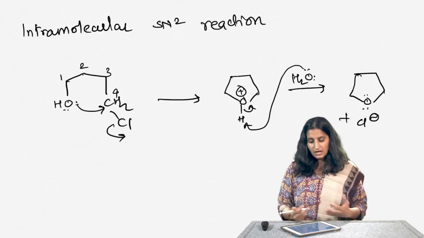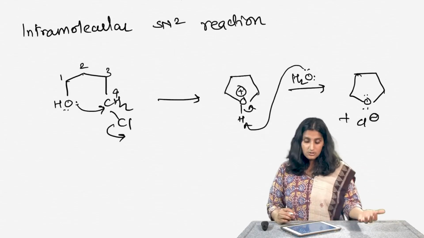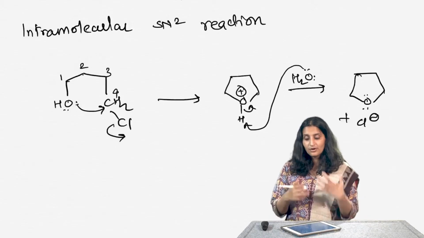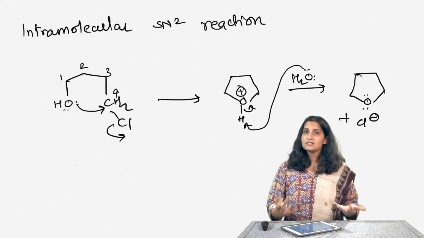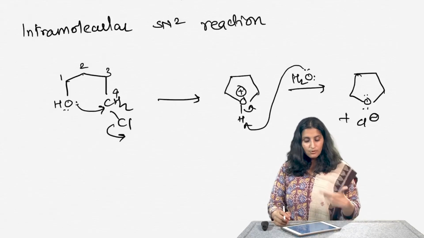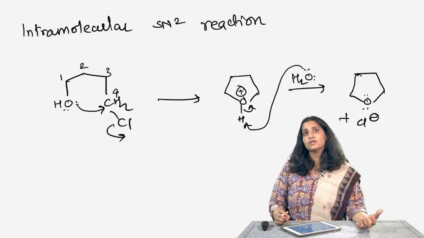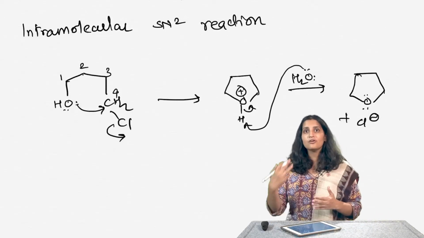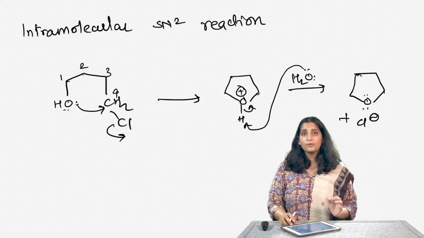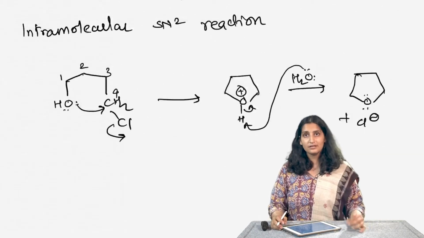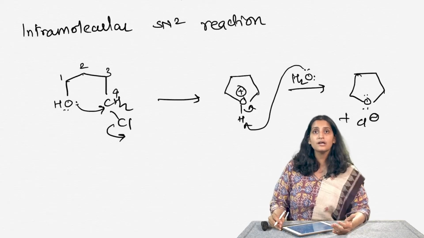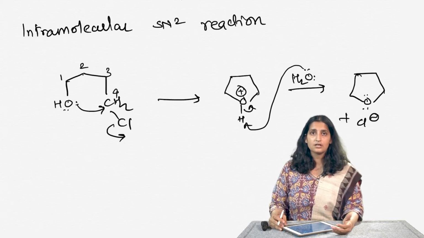But remember, such intramolecular SN2 reactions are also driven by the fact that you are creating a ring which is a 5-membered ring or a 6-membered ring. So, typically you will not see such reactions when you are forming a 3-membered ring or a 4-membered ring. Although under certain conditions you can create even 3-membered rings using an intramolecular SN2 kind of reaction.